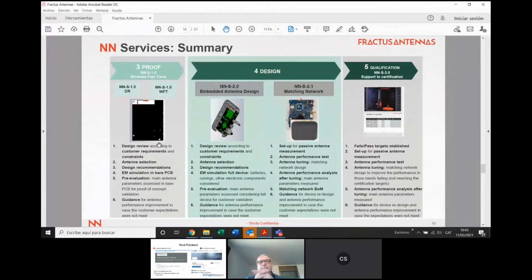Okay, thank you. Julien is asking the question, which CAD software do you use for the simulation? We are using CST. Okay. This is for the input information.